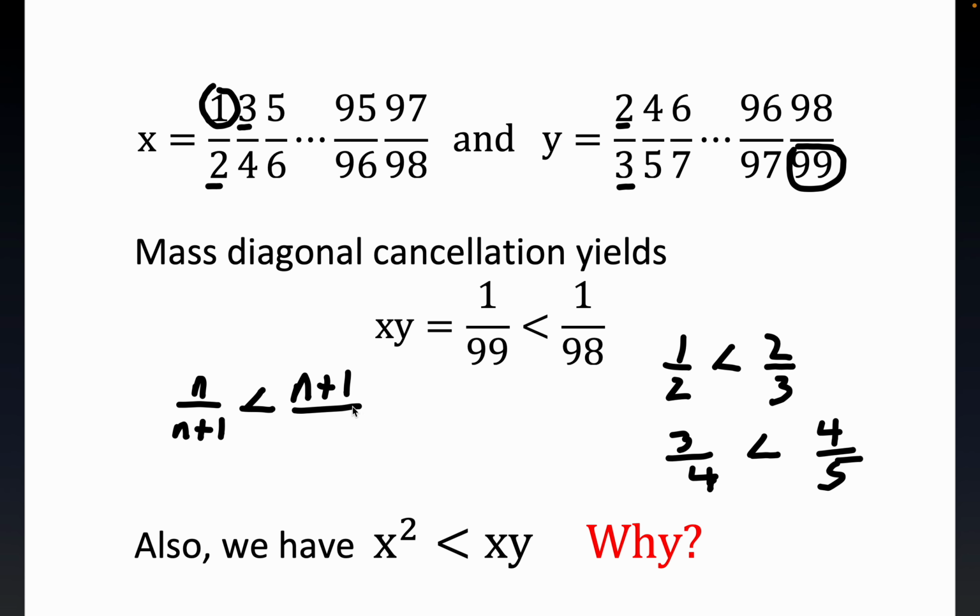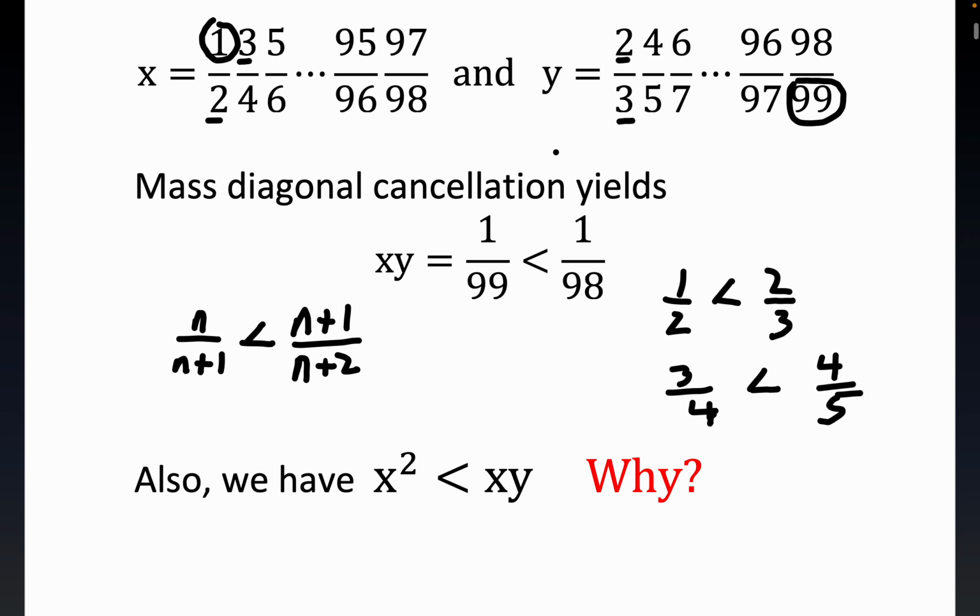And that's easy to show. Very easy to show by just cross multiplying, right? Very simple. This would be n squared plus 2n right here when you cross multiply, and then this right here would be n squared plus 2n plus 1, right? So it's a fairly sharp inequality, but again, if you cross multiply, you get n squared plus 2n is less than n squared plus 2n plus the 1, right? Okay, and that's what's happening right here. 1/2 is less than 2/3, 3/4 is less than 4/5, and all the way across that is true, right? So that explains why x squared is less than xy.